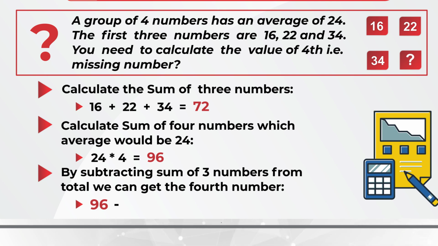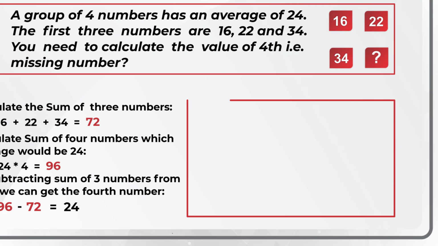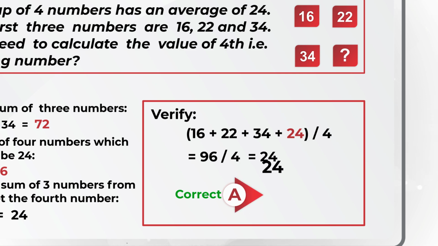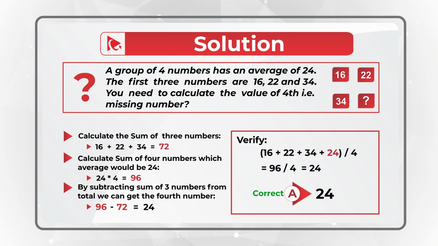96 minus 72 equals 24. Let's verify this. 16 plus 22 plus 34 plus the missing number 24, divided by 4, equals 96 divided by 4, equals 24. Hopefully you've nailed this question and now know how to answer similar problems on the test.